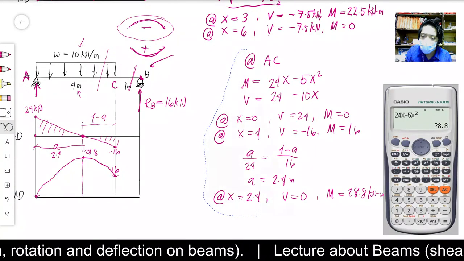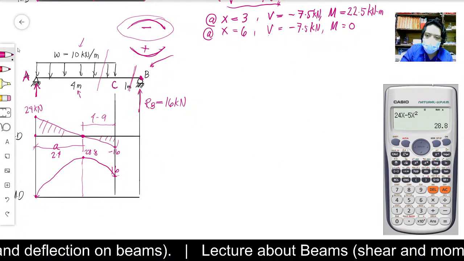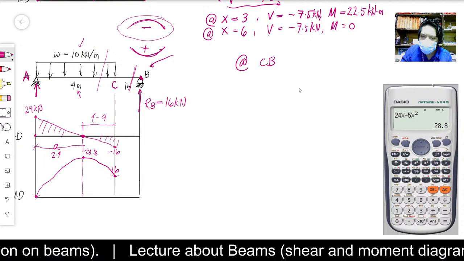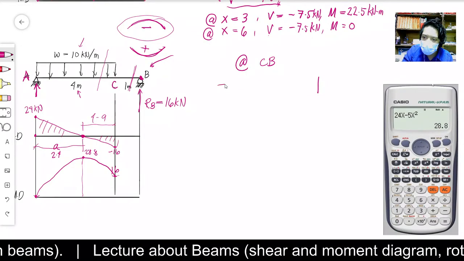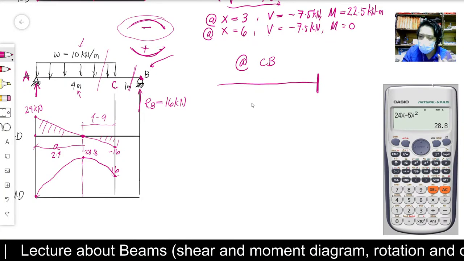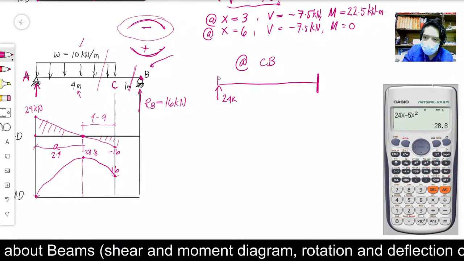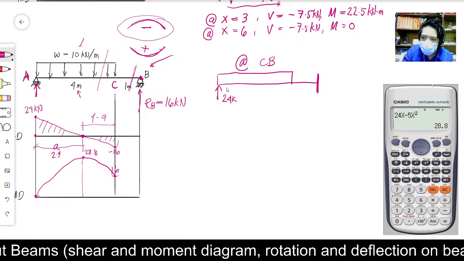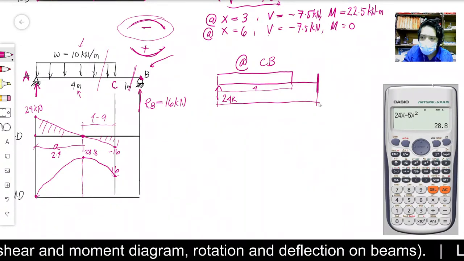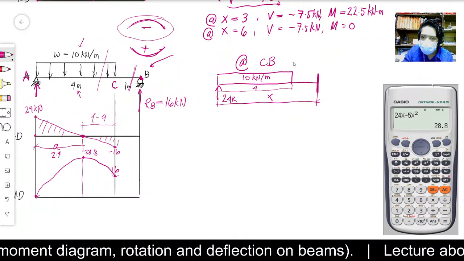Now let's go to segment CB. Let me erase this one. At segment CB or BC, we pass a cutting plane. And let us use the left hand segment. So this is the cutting plane and this is the left segment. So we have here the 24 kilonewton and the uniformly distributed load, this distance is 4 and this distance is x. Magnitude is 10 kilonewton per meter.